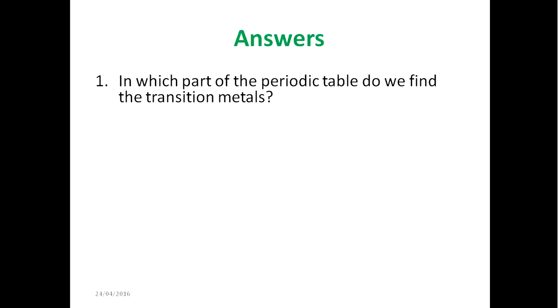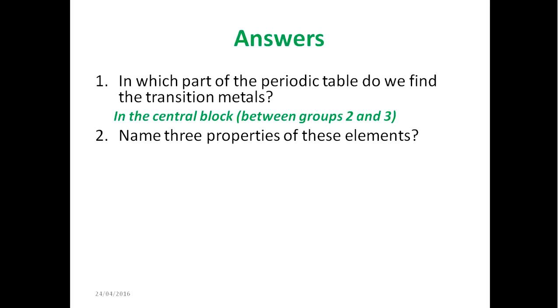Now let's go through the answers. Question 1 was, in which part of the periodic table do we find the transition metals? And the answer is in the central block between group 2 and 3. Question 2. Name three properties of these elements. By that we mean the transition metals, and the properties are that they are good conductors of heat and electricity.